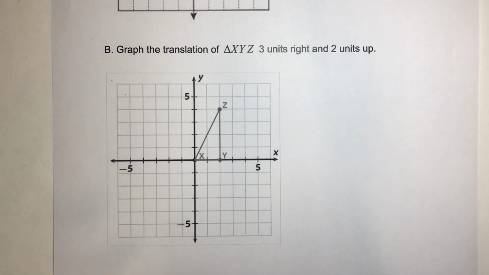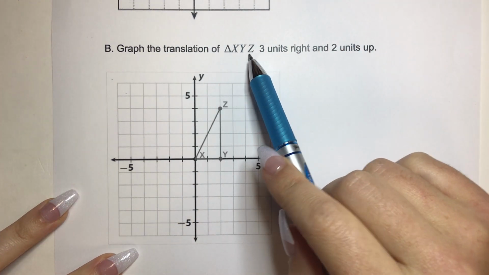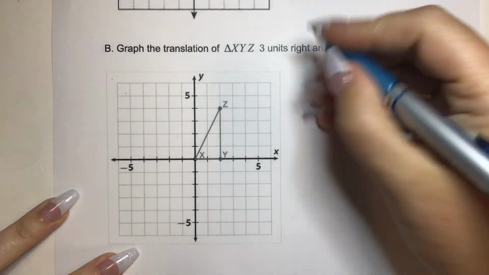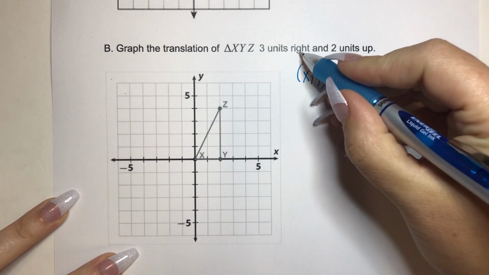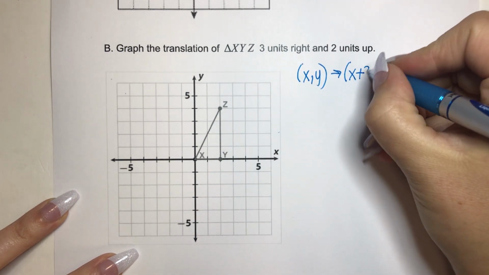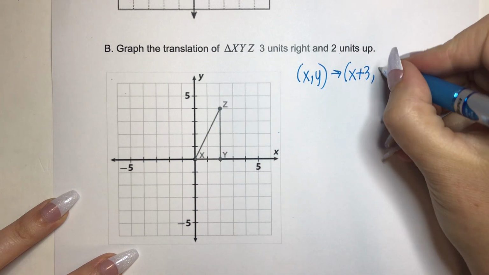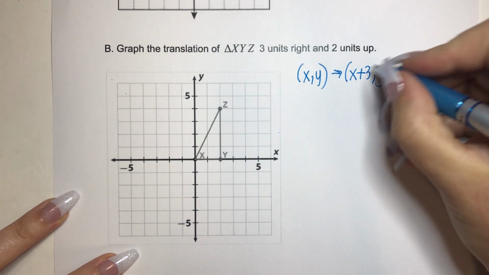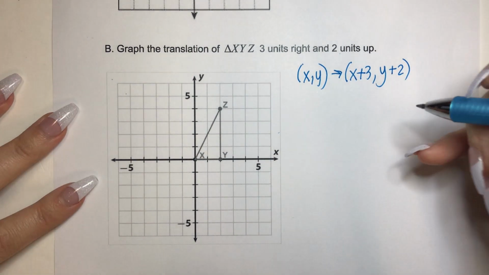Okay, let's see how you did. So, graph the translation XYZ, 3 units right and 2 units up. Okay, so what is that? That's (x, y) goes to... 3 units right, that is the X. So to the right is positive, so we go +3. And 2 units up is affecting the Y, and up is positive, so it would be y +2. So that's the rule.